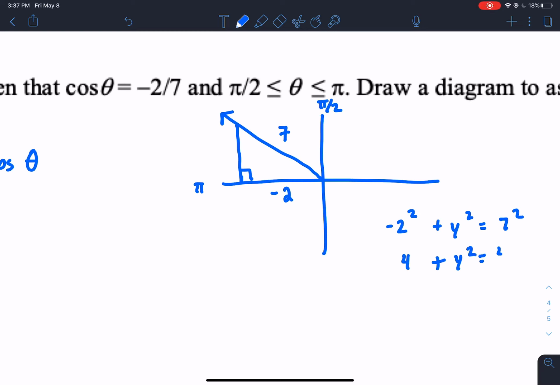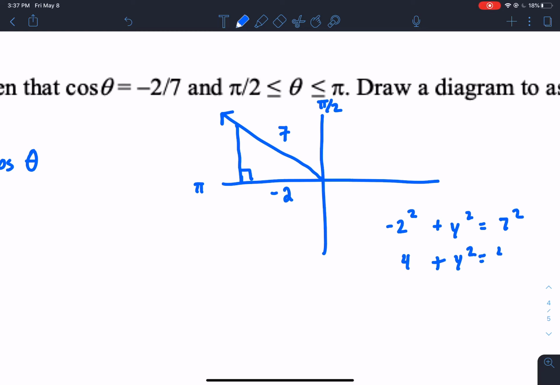All right, you're going to leave that positive because it's in quadrant 2. Y terms are positive in quadrant 2. Okay, so what would sine of theta now be? All right, so we know that theta would go there. Sine of theta is going to be 3 root 5 over 7. All right, so we're going to use this, and then we also need that.